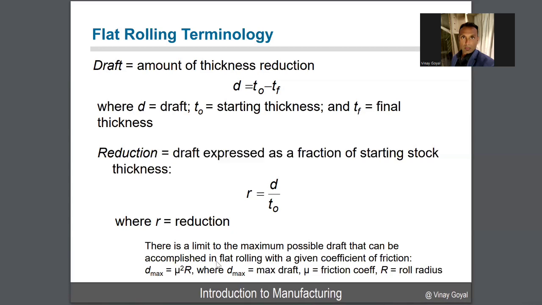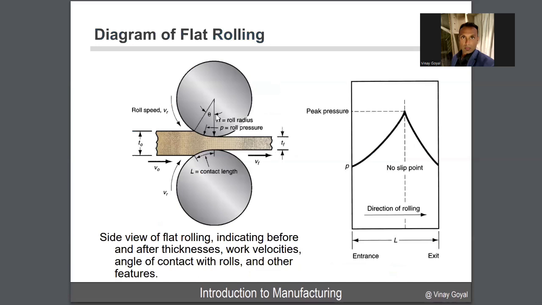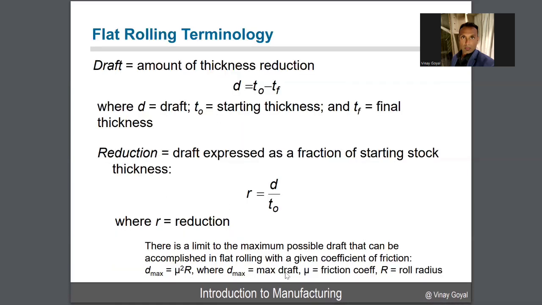Here are some formulas that may be useful to learn about, but there is a limit to the maximum possible draft, this D, that can be accomplished in flat rolling. And that's given by the coefficient of friction. D max is mu squared times the radius of the roll. Here, D max is the max draft, mu is the frictional coefficient, and R is the roll radius. So there is a limit of what can be accomplished based on this formula.